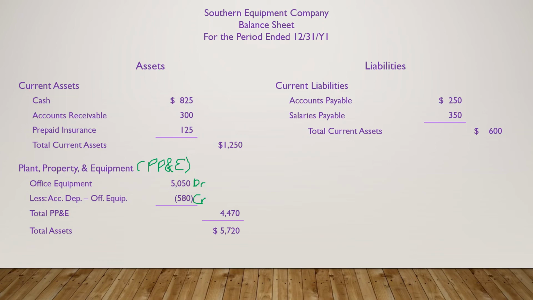Our last section is equity. Pull the owner's capital amount from the statement of owner's equity, add it to total liabilities, and we have total liabilities plus equity, which ties to total assets.